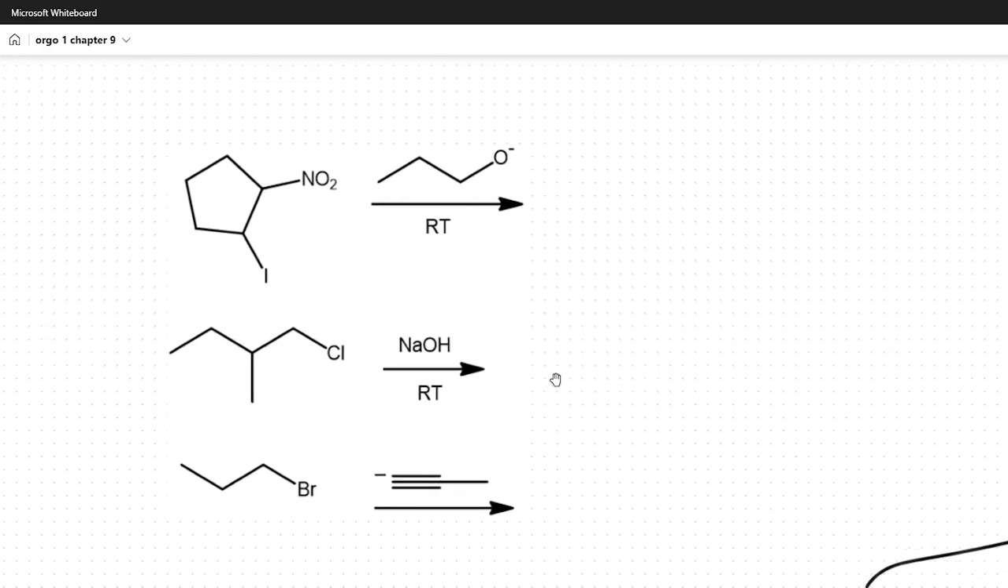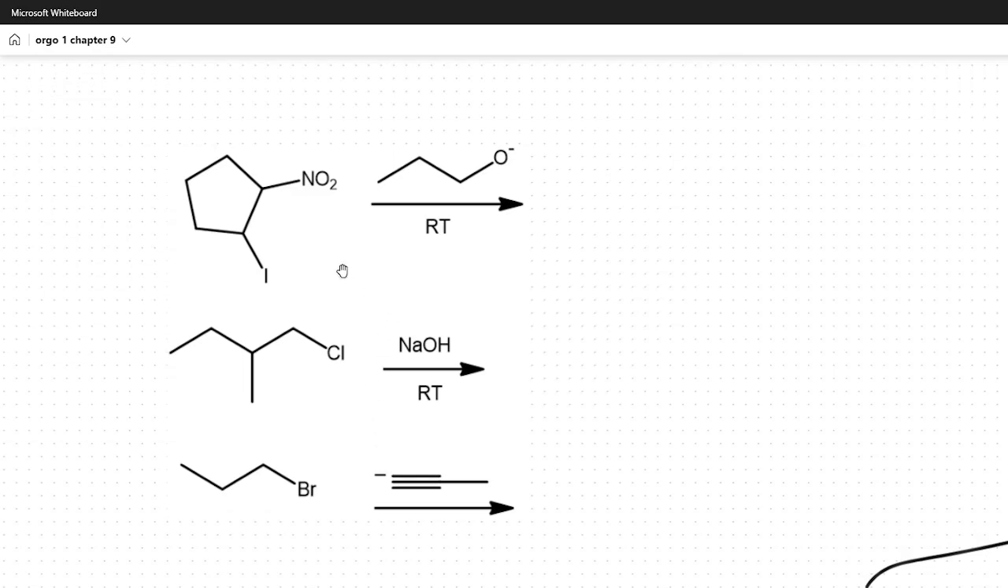Now for each reaction, you have to be able to identify a few things. One, what's going to be the nucleophile? Two, what's going to be the leaving group? Now the leaving group is relatively easier. Most of the time, a halide will be a very good leaving group, such as iodide, chloride, and bromide. And the nucleophile, on the other hand, will be something similar to this: a heteroatom with either a lone pair or a negative charge, or a carbon with a negative charge.